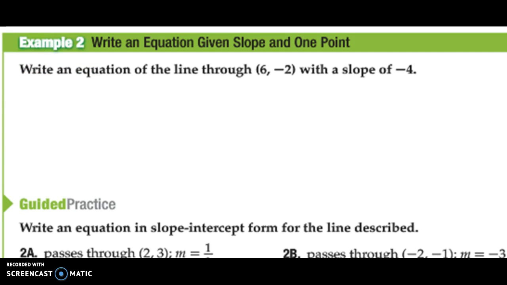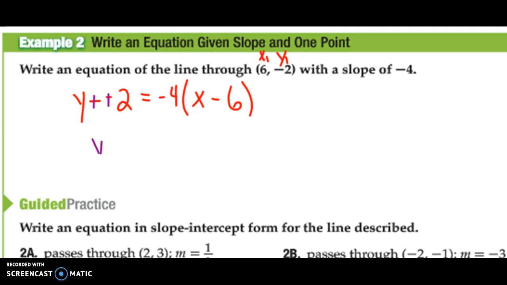So if I look at this one right here, it says write an equation of a line through the point (6, -2) with a slope of -4. So that's going to be y minus, well, I go over here, this is my x1, my y1. So y minus a -2 is equal to the slope of -4 times x minus 6. Now the only critique I would say of doing it this way is that I have minus a negative. Looks kind of weird. So I can just change it to adding, and it's going to be y plus 2 is equal to -4 times the quantity x minus 6.